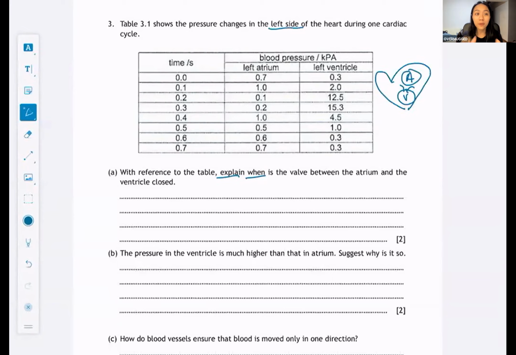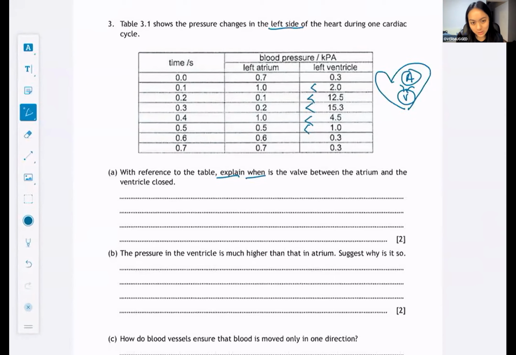No. So go and familiarize yourself with the path of blood, right? Starting from vena cava to the right atrium, right ventricle, all these things. So after establishing that ventricle to atrium is not what we want, then we have to close the atrioventricular valve, or bicuspid valve or tricuspid valve, depending on which side it is. So in this case, it will be closed when the ventricular pressure is higher than the atrium pressure. So which will be 0.1 to 0.5. Yeah. So 0.1 to 0.5 is the time where the valve between the atrium and ventricle is closed.